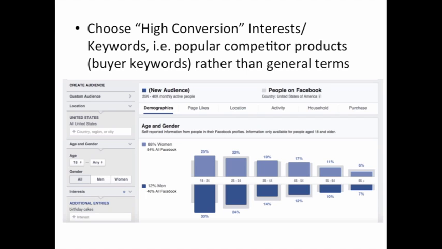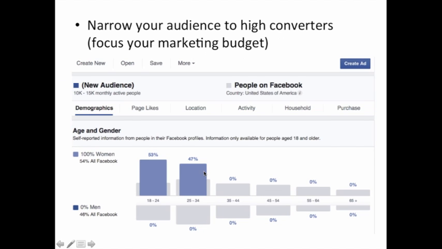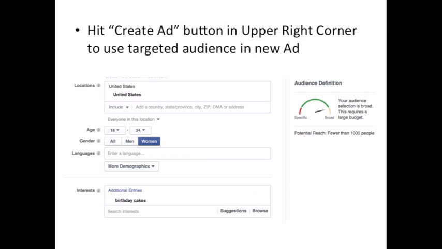So in this example of birthday cakes, you may consider targeting women, which is 88% between the ages of 18 and 34, because this is the vast majority. And you can narrow your audience to high converters. So again, you hit create ad in the upper right corner, and then you can select your targeted audience in your new ad by selecting the age range that you found and the gender of the high converters, and then some interests as well.